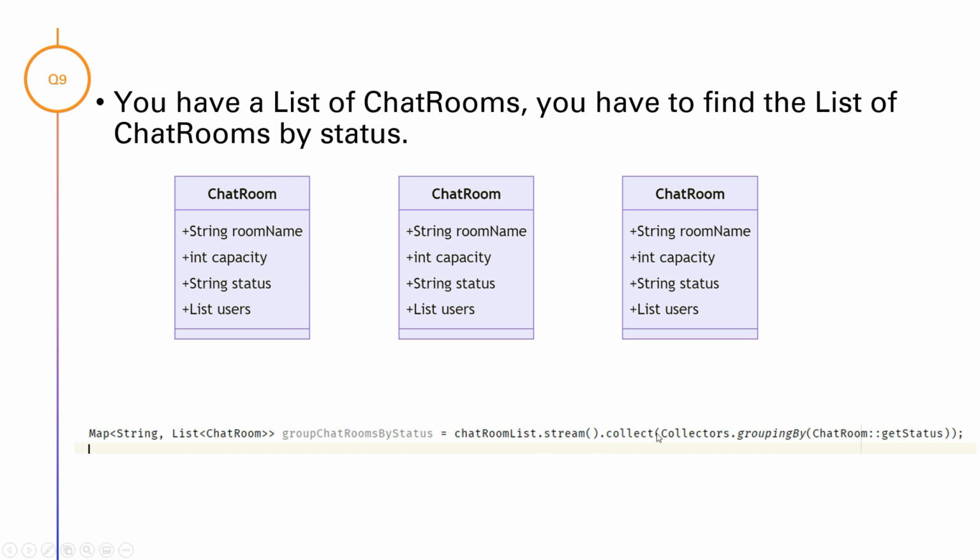Then you can simply use a grouping by function, and this grouping function is available on Collectors. As I told you, Collectors provides a lot of utility methods, so before going for any interview, just have a quick review of the Collectors class as well. Simply grouping by status will give me a map, right? Because grouping by always returns a map, not specifically a hash map, I mean map. So a map of string comma list of chat rooms, that's what you will be getting.